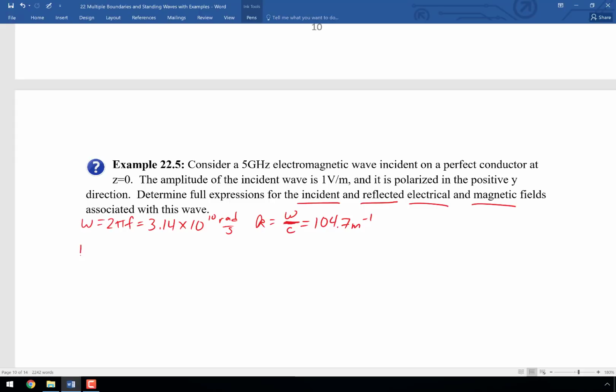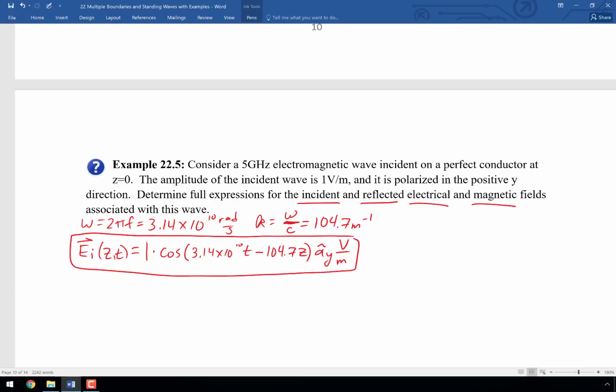I can now immediately write the incident electrical wave. So the incident electrical wave, which is a function of z and t, of z comma t, is equal to, we were told that the amplitude was 1, so it's 1 times cosine of omega, 3.14 times 10 to the 10th t, minus k, which is 104.7 times z, and that's in the a sub y direction, because we were told it's polarized in the positive y direction, and it is in units of volts per meter. So there's 1/4 of the problem already solved.